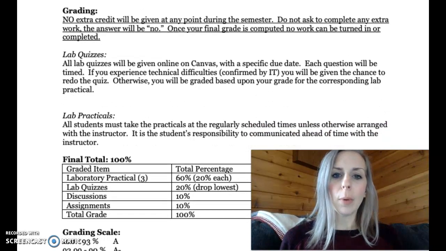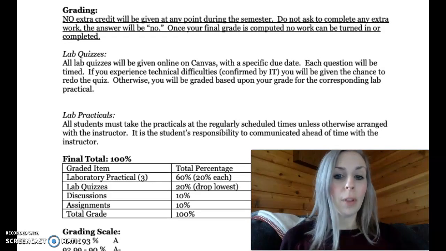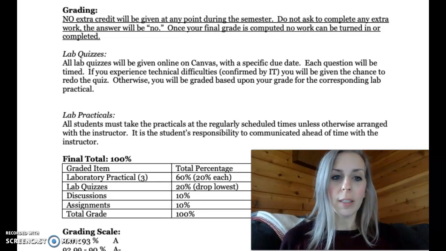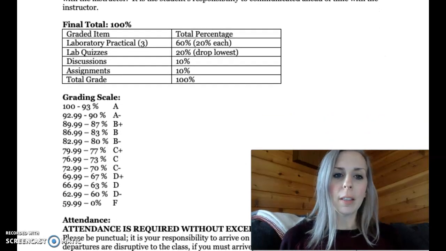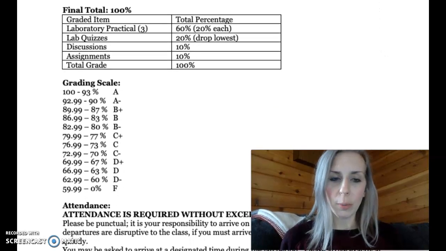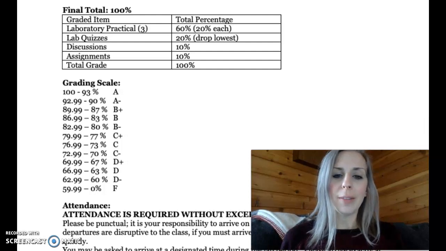So we'll have our lab quizzes. They'll be on Canvas each week. And we are going to drop the lowest lab quiz grade this semester. Our lab practicals will be 60% of our grades, so 20% each, 3 practicals again. Lab quizzes, 20%, drop the lowest. We'll have discussions, and we will have assignments again.